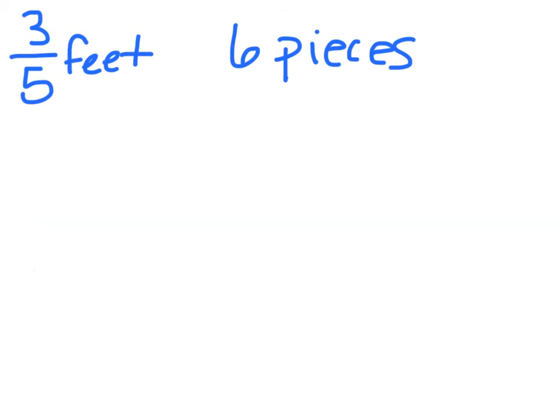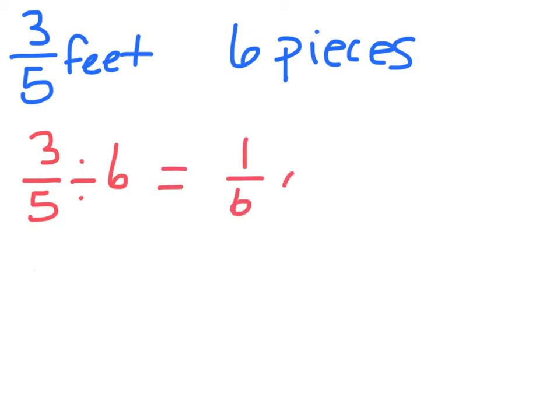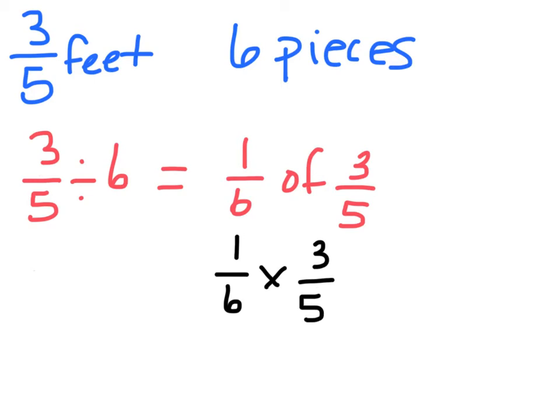In method 2, we're going to use a fraction method. We're going to first start by writing our problem, which is 3/5 foot divided by 6. So what we want to find is 1/6 of 3/5. We can rewrite that as 1/6 times 3/5 because we know "of" just means to multiply.